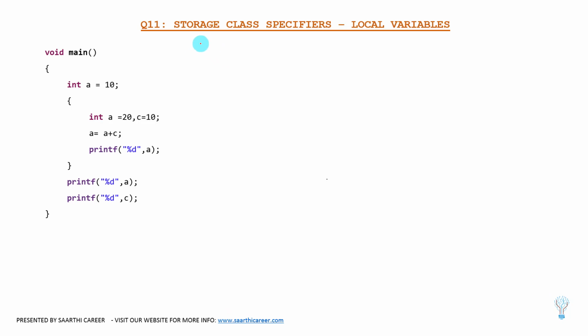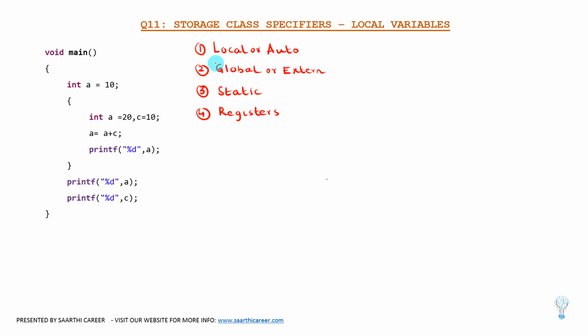Now there are 4 types of storage class specifiers. The first one is local or auto, the second is global or extern, the third is static, and the fourth is registers. In this question we are only going to look at local or auto storage class specifier.